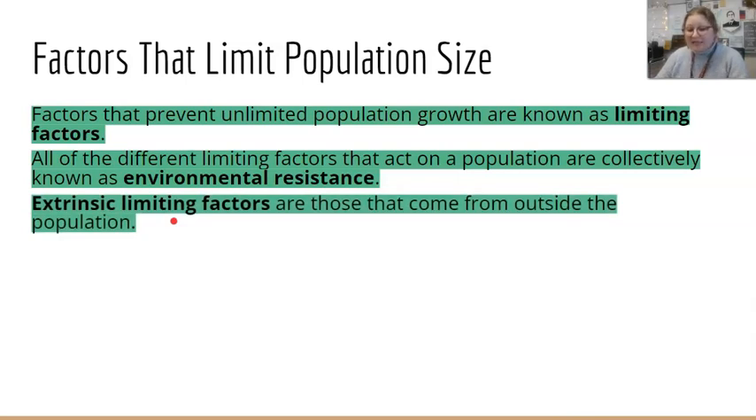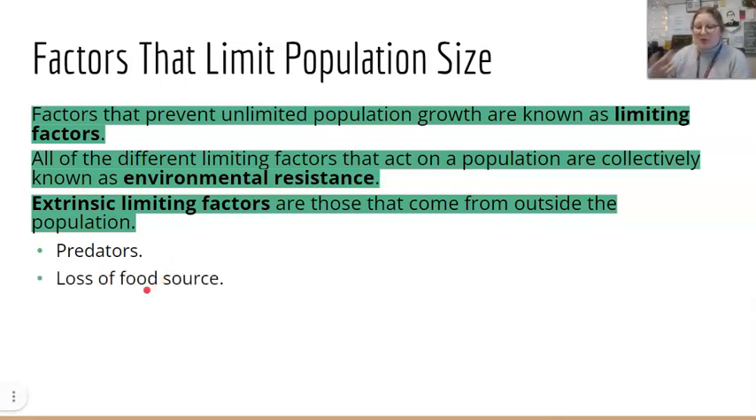There are two different kinds of limiting factors that we're going to talk about. There are extrinsic limiting factors, and those are the ones that come from outside of the population. So it could be predators. Obviously, if we're looking at a mouse population living in a wooded area with foxes, foxes are going to go after the mice, and that would help limit that population of mice. Another is a loss of a food source. If a food source goes away, then there's more competition for that food within the population, again within that one species, which means fewer individuals are going to be able to survive.